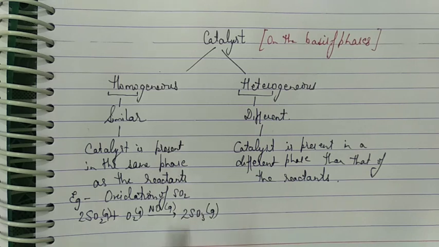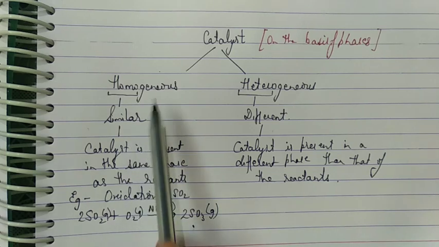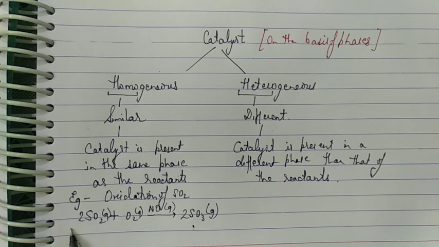Let us see it again. Oxidation of SO2 leads to the formation of sulfur trioxide, and in this reaction, the catalyst which is used is NO. What is homogeneous catalyst? It is a kind of catalyst in which all of them, whether it is reactant, product or the catalyst, are present in the same phase. That is known as homogeneous catalyst.